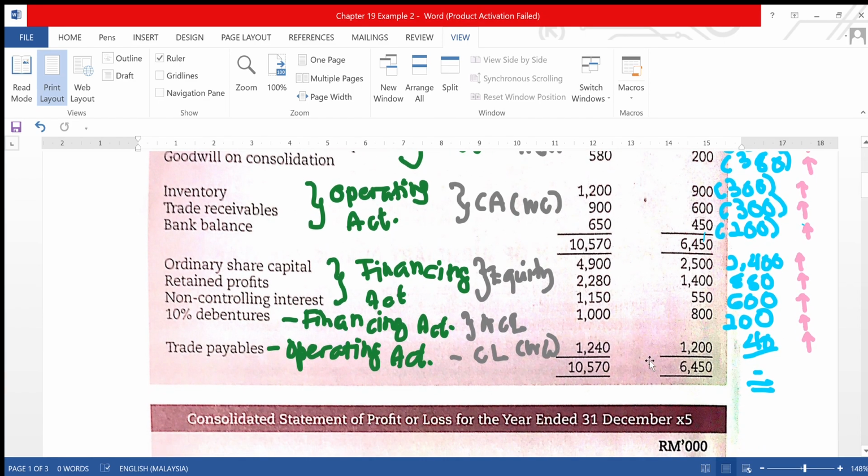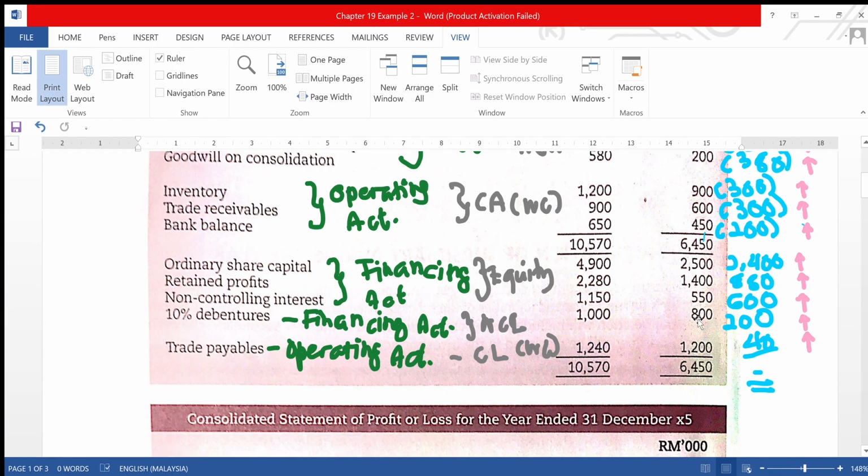Similarly, for equity and non-current liability, the movement is also in an increased position. However, for instance, the increase in ordinary share capital reflects new share capital introduced to the business, so it means that you get more money. So that's why in terms of money it is cash in.